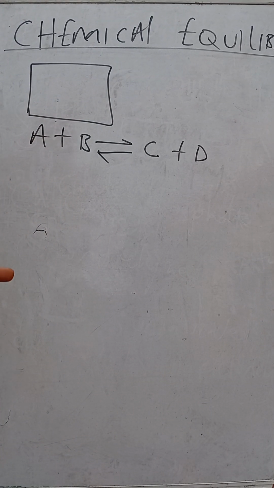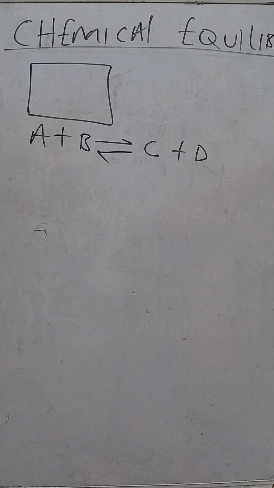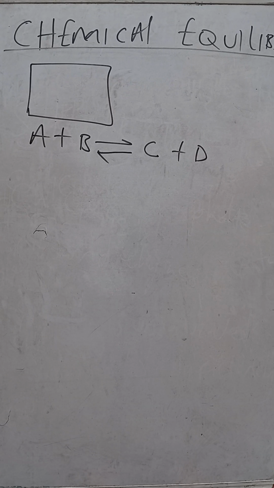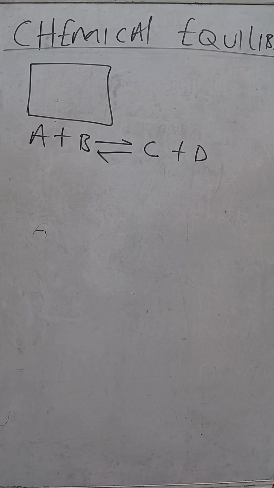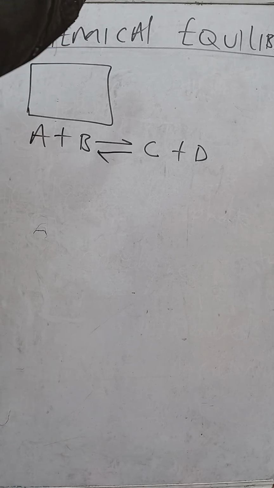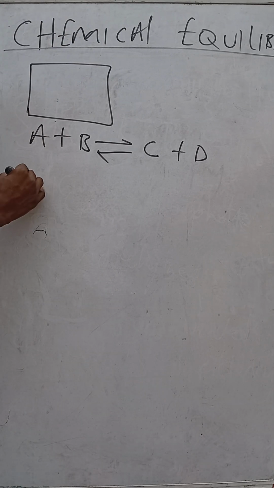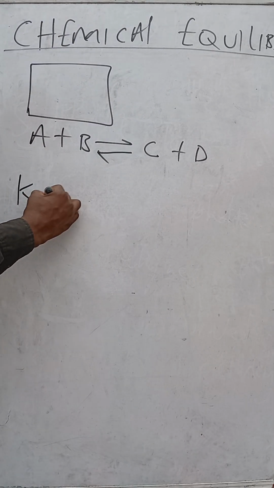What type of equilibrium have we established? Dynamic equilibrium, because the equilibrium is not static, it's not in one place, it is moving, and it is best established in a closed system.